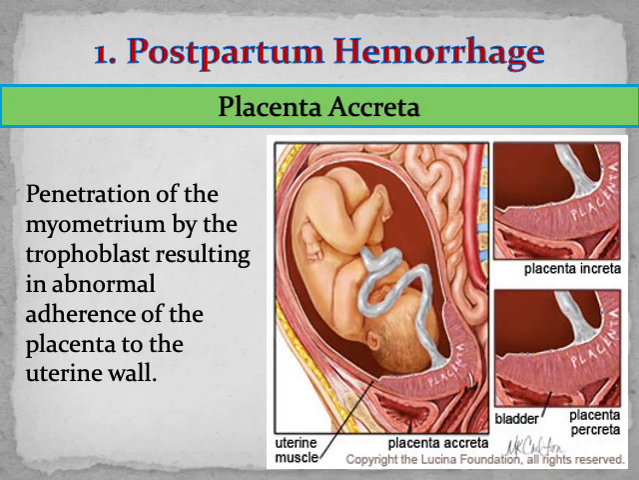Another cause of postpartum hemorrhage is possibly placenta accreta. This is rare, but it is the penetration of the myometrium by the trophoblast resulting in abnormal adherence of the placenta to the uterine wall. There are 3 layers of the uterus: the perimetrium, the myometrium, and the endometrium. We know very well that only the endometrium is capable of shedding off.